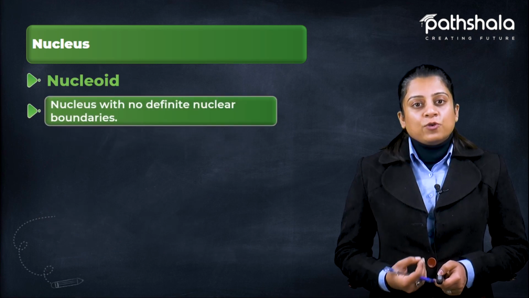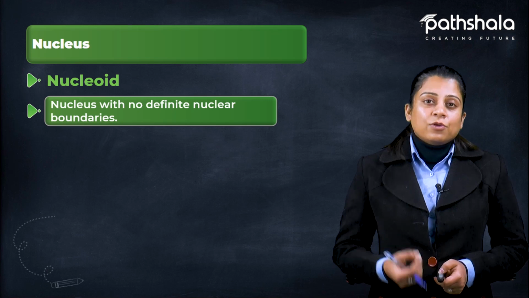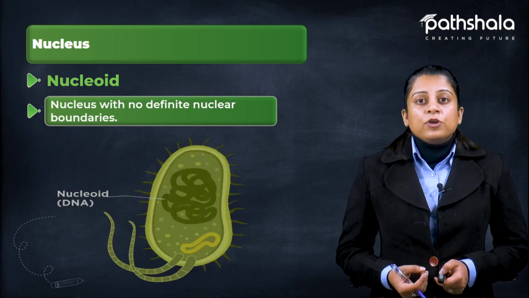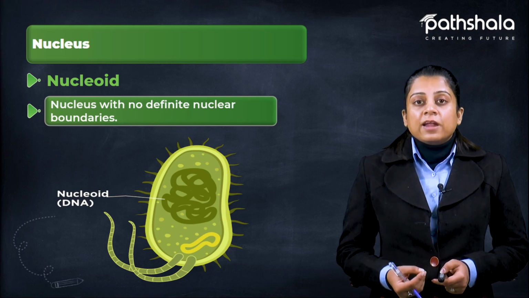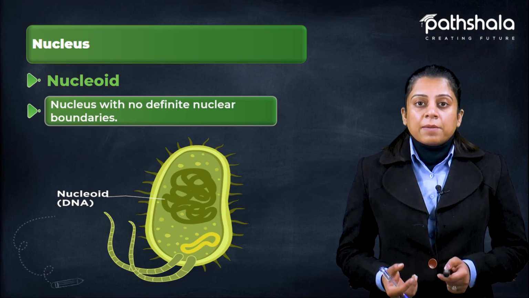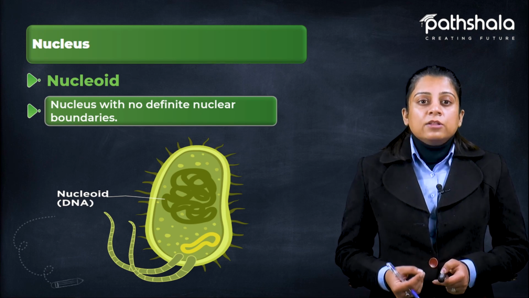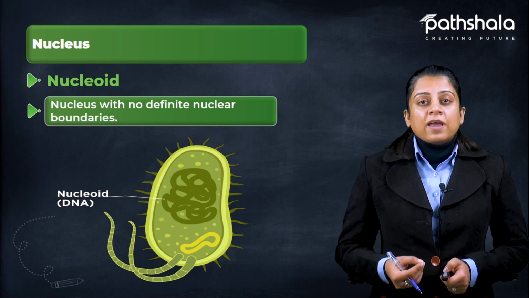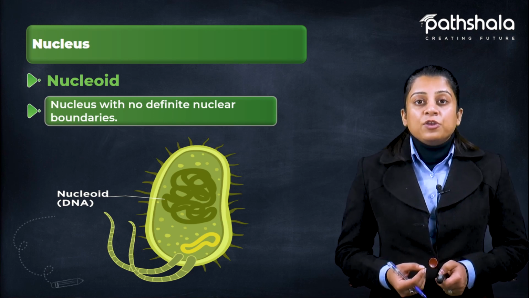Then is the nucleoid. So next, let us study, students, what is a nucleoid? A nucleus with no definite nuclear boundaries. We all have studied that the nucleus is surrounded by the nuclear membrane, that is, it has a proper boundary, and the nucleus which does not have a nuclear boundary is termed a nucleoid.